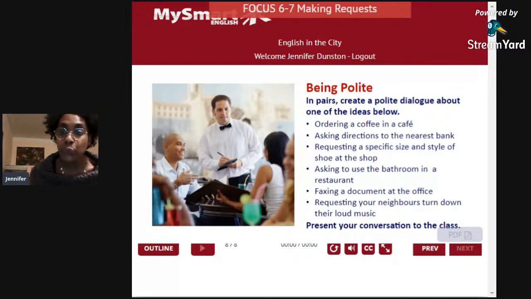Let's remember our modal verbs: could, can, would. Would you mind? Would it be okay? So now I'm the neighbor that's playing very, very loud music. I'm playing, I don't know, heavy metal with a lot of guitars and screaming. And it's really loud.